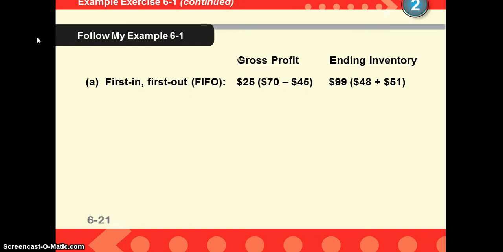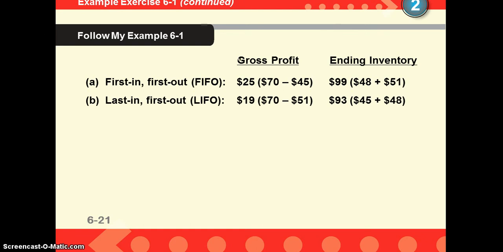Let's take a look at B. For letter B, last in, first out, the last item we purchased was $51. So our gross profit is $19. The $70 that we sold it for and the $51 cost of merchandise sold. Our ending inventory is the 2 items that we did not use, the first and second item, and ending inventory is valued at $93.